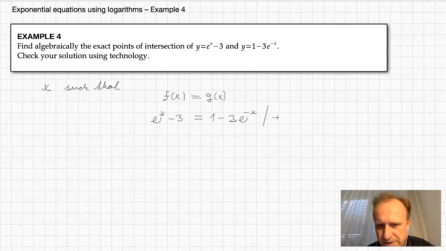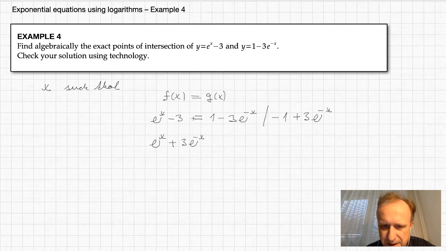So what I do is I subtract 1 and then add 3 times e to the power of negative x. So what I get is the following. It's e to the power of x plus 3 times e to the power of negative x, and then there's going to be minus 3, minus 1, so it's minus 4, and this equals 0.